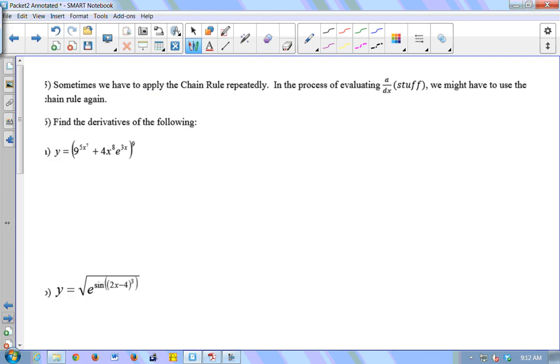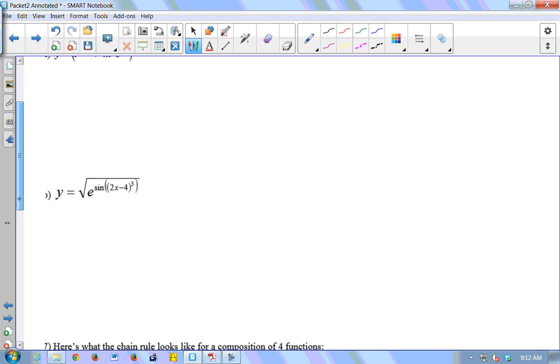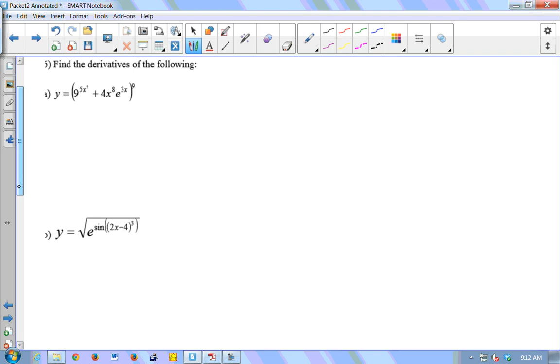So sometimes you have to apply the chain rule repeatedly in the process of evaluating d dx of some stuff. You might have to use the chain rule again. Okay, so we'll do a couple examples where that happens. All right, so I want to find the derivative of 9 to the 5x to the 7th plus 4x to the 8th times e to the 3x, all raised to the 9th power. Okay, so what's my outer function here? To the 9th. Yeah, I have a bunch of stuff to the 9th.